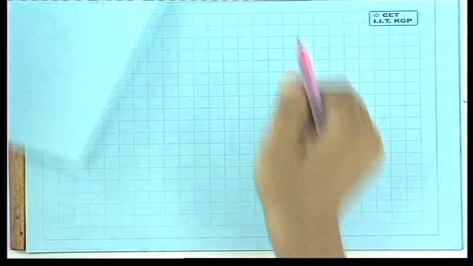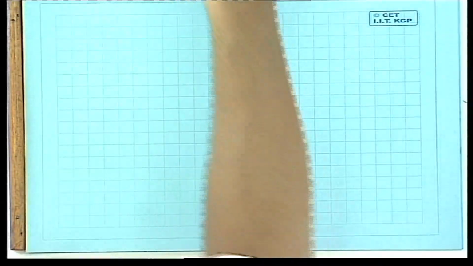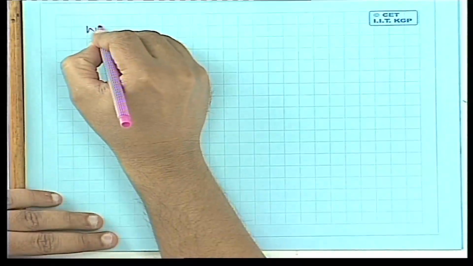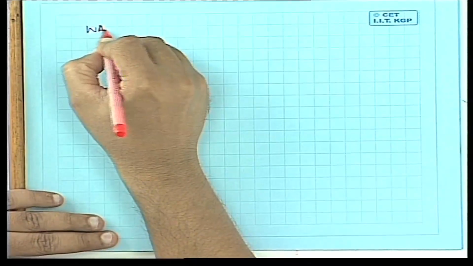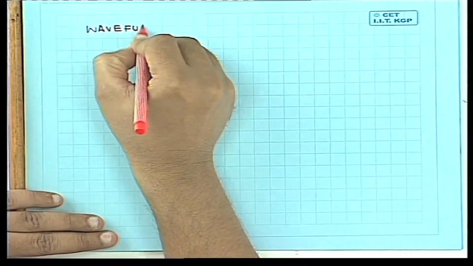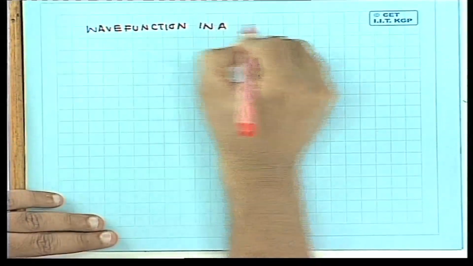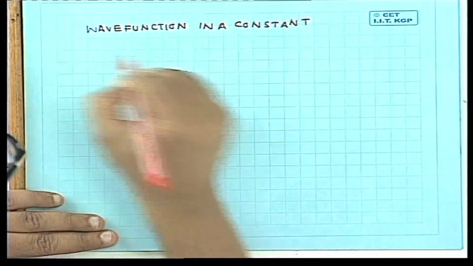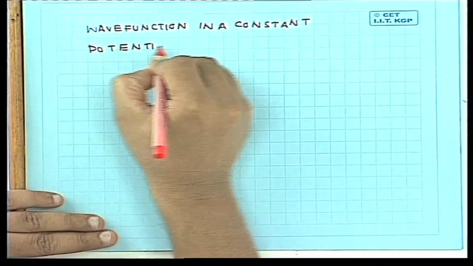Okay, so before going to that, let us work out the form of the wave function in different situations in a constant potential. So let us work out the eigenfunction, the wave function in a constant potential, and then we shall apply the boundary condition with the value of the potential changing.